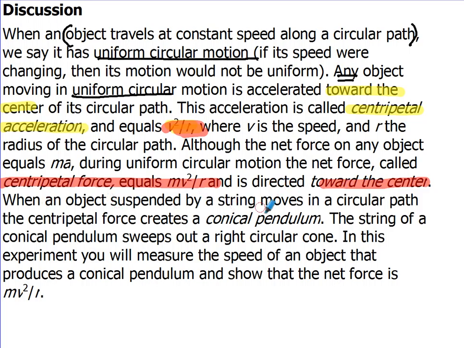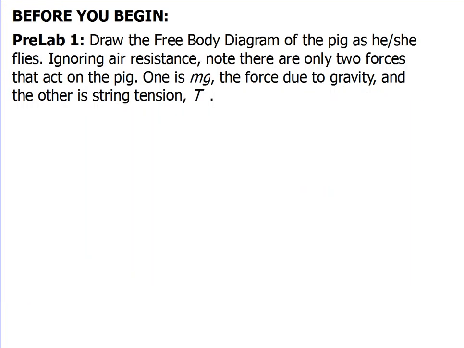When an object suspended moves in a circular path, it creates a conical pendulum. That's just a fancy word for saying it's making a cone as it spins around. That's what the pig will look like as it flies around. The string sweeps out a right circular cone. All the right circular cone means is that right there. In this experiment, you're going to measure the speed of the object that produces this conical pendulum and show that the force is mv squared over r. So we're basically just going to find centripetal force.